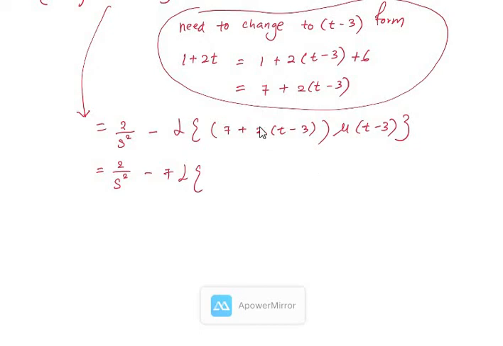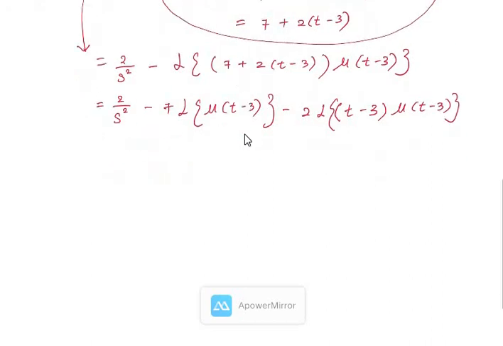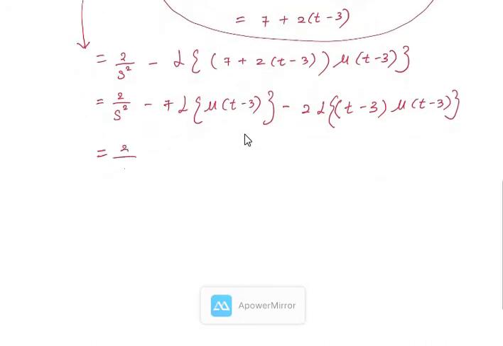So this one I can split because this is an operation of plus, so I can split into 2. So the Laplace transform of unit step t minus 3, minus 2, which is a constant. Again I take out, and then t minus 3 multiplied by unit step t minus 3. So this is equivalent to 2 over s squared minus 7. Okay, this unit step t minus 3, again you can change it to exponent negative 3s over s. Okay, and then this one is the second shift theorem.